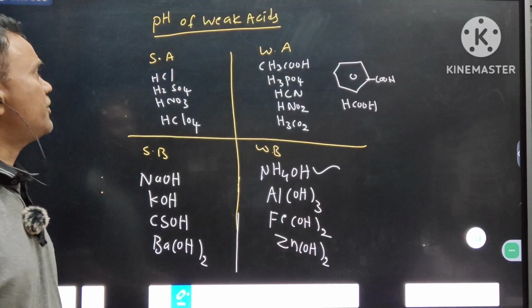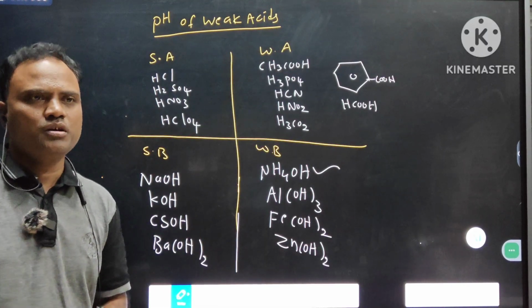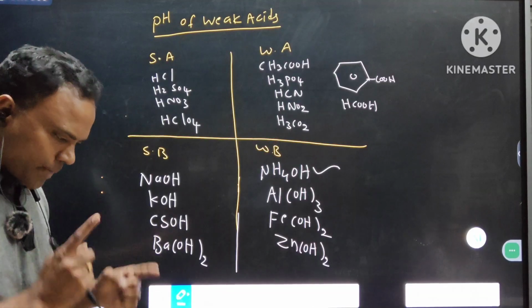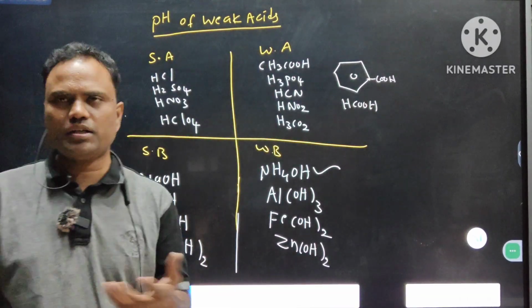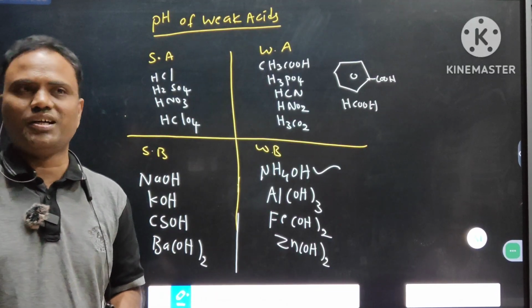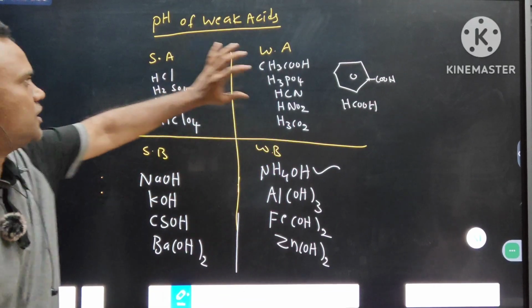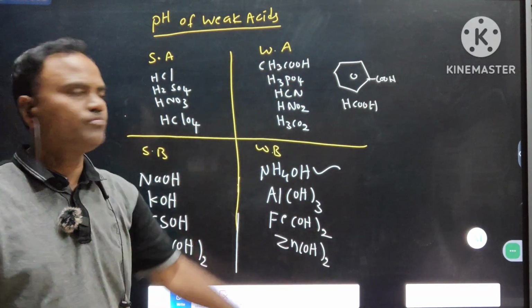Now, what is our main heading? pH of weak acids. Identifying the formula is very important. You will get different questions, but which formula we have to take for which question is very important. When you get a weak acid, then only use this formula. Weak acid means any one of these.